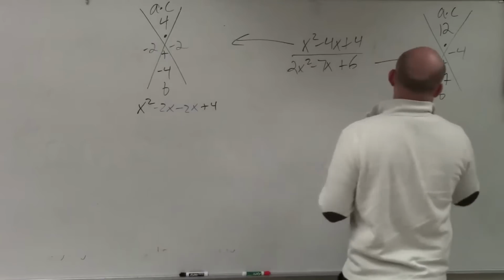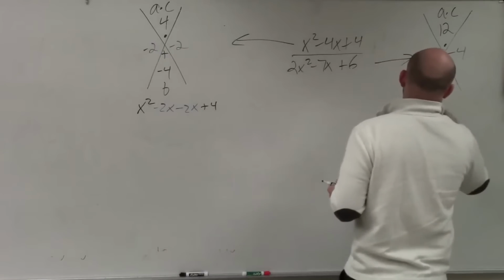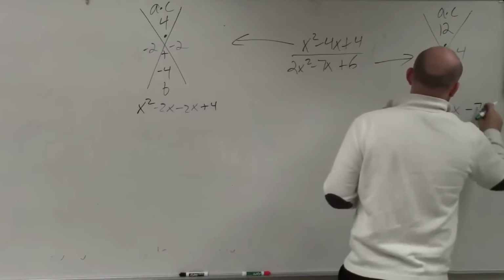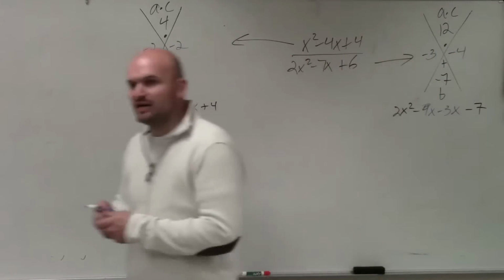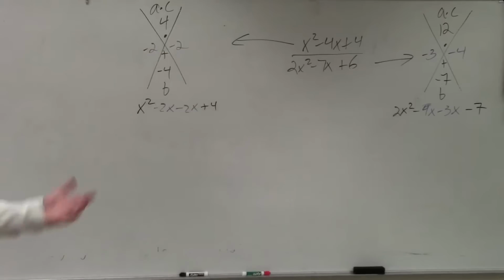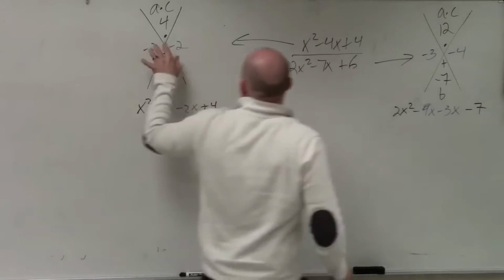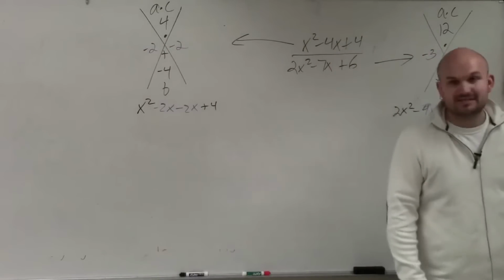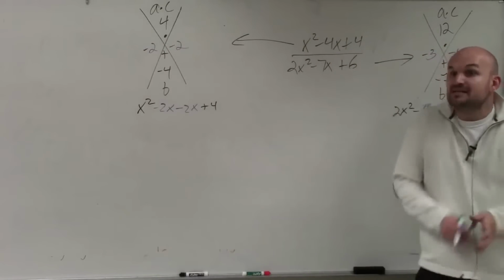plus 4. Or in this one, I could write this as 2x squared minus 4x minus 3x minus 7. Does everybody see what I've done? I have now taken these terms that I've found, and I've replaced my middle terms for both of my trinomials. Does everybody see that? Because I'm trying to factor them.